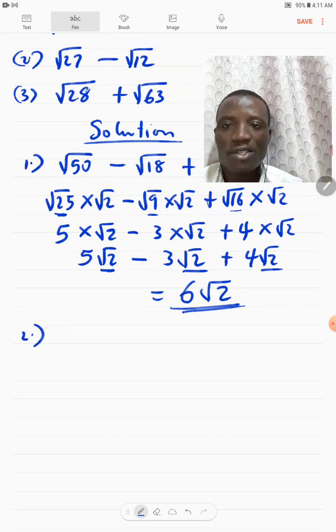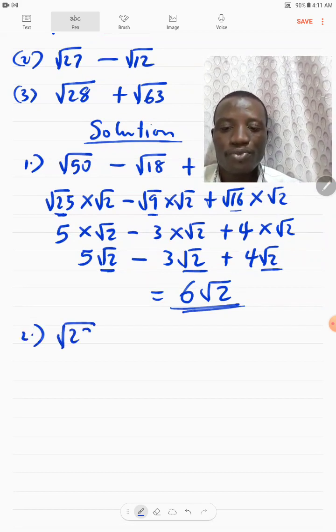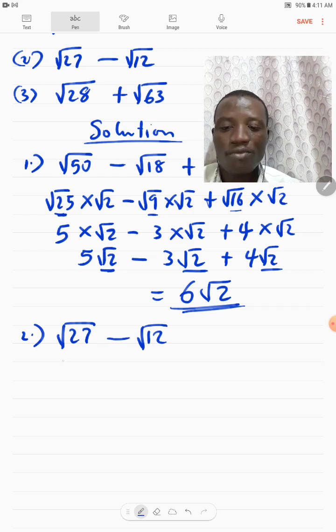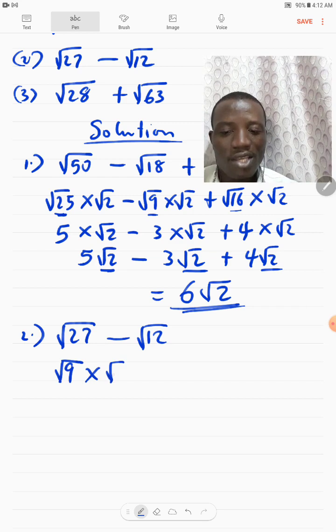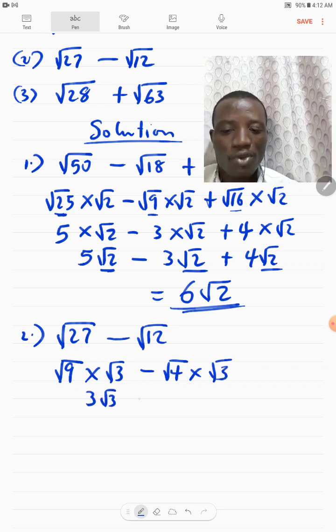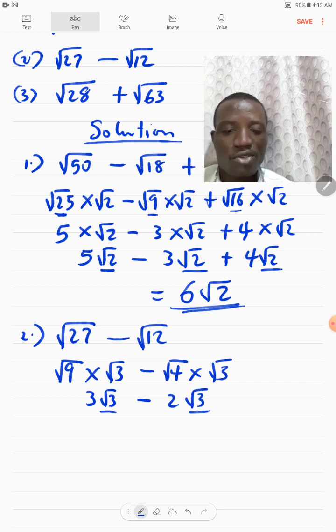So let's move to number 2. So this will be simplifying this down. Of course you learn how to write this directly, but let's still take it easy for now. Minus this will give us root 4 times root 3. So this will give us 3 root 3, okay, minus 2 root 3. So the root 3 and root 3 are the same. 3 minus 2 will give us 1. So that's just like writing 1 root 3.